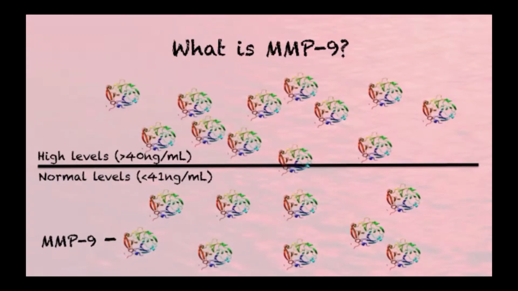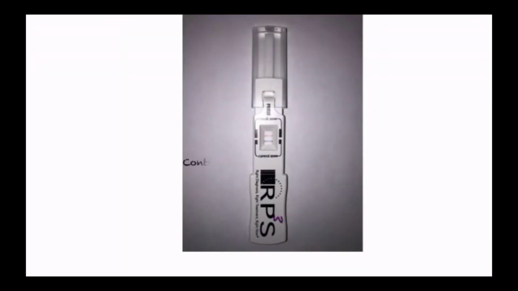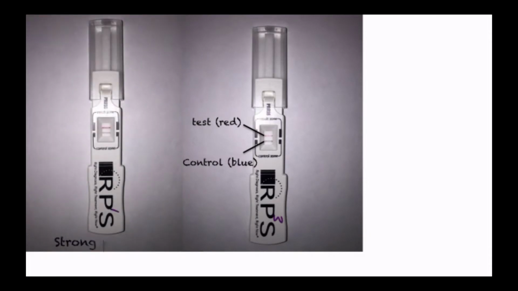A point-of-care test now gives us the ability to assess the ocular surface for increased levels of MMP9s. This test, called InflammaDry, will tell you whether there is greater than or less than 40 nanograms per milliliter of MMP9s in the tear film. A blue line is the control line and shows that an adequate level of sample has been acquired. A red line means that there is greater than 40 nanograms per milliliter of MMP9s in the sample.